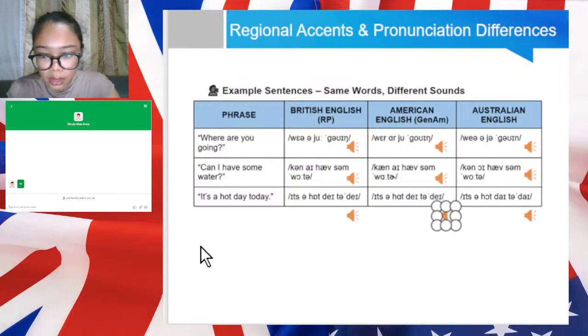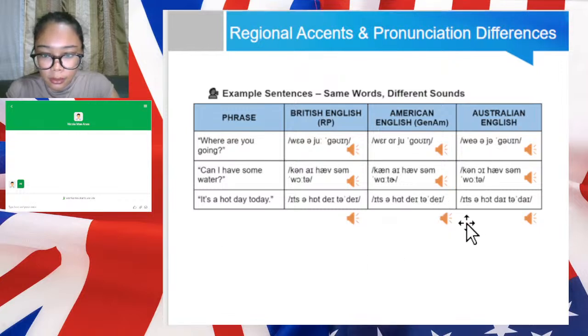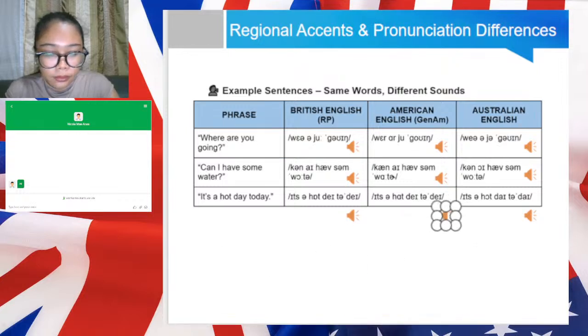For American English, for a moment, everyone. It's a hot day today. The vowel in hot is often as in father, so it's a bit longer, like this. It's a hot day today.